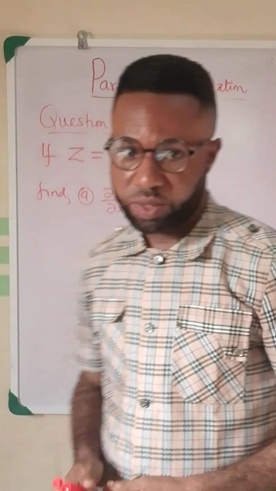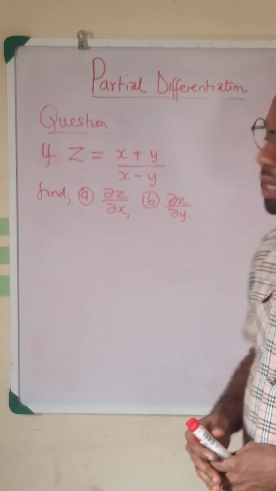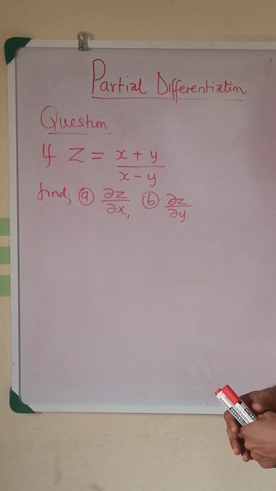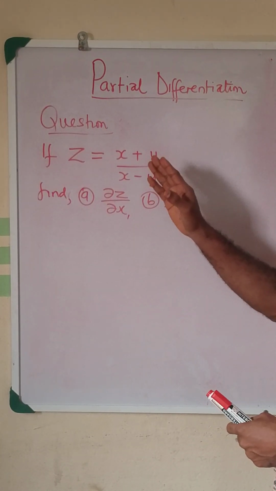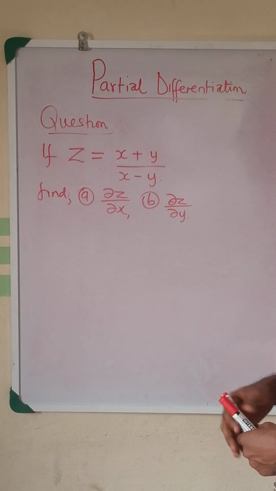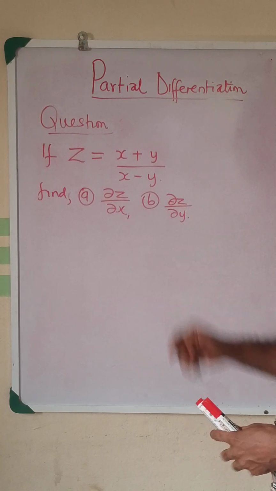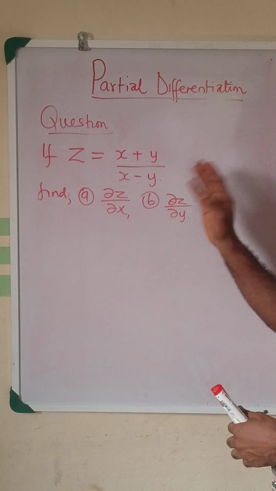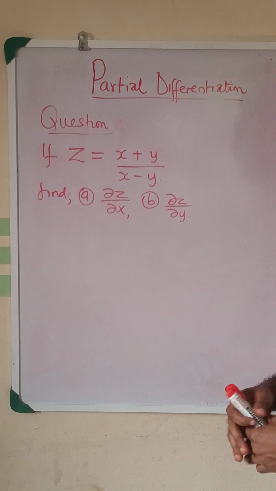Hello viewers, we are looking at partial differentiation, and under partial differentiation we are going to consider this problem. If you look at the problem, we have z equal to (x plus y) divided by (x minus y). It is in the quotient form, so we are going to apply the quotient rule to solve this partial differentiation problem.